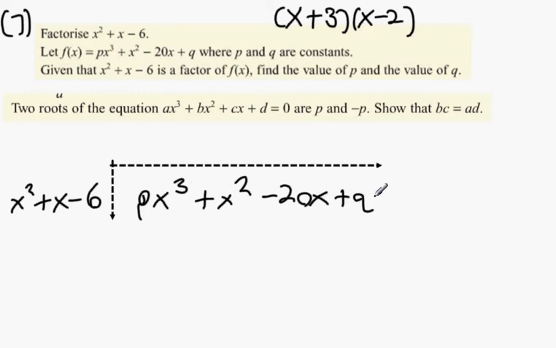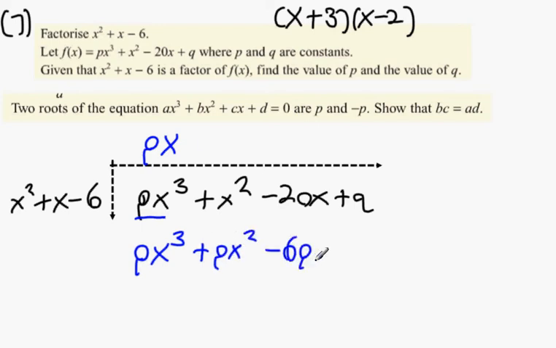Everybody in the class, without exceptions, needs work done on this. Okay. Now, what we're doing next is x squared into px cubed goes px times. You're going to get px cubed, you're going to get px squared, and then you're going to get minus 6px. Remember to change the signs. Minus, minus, plus.